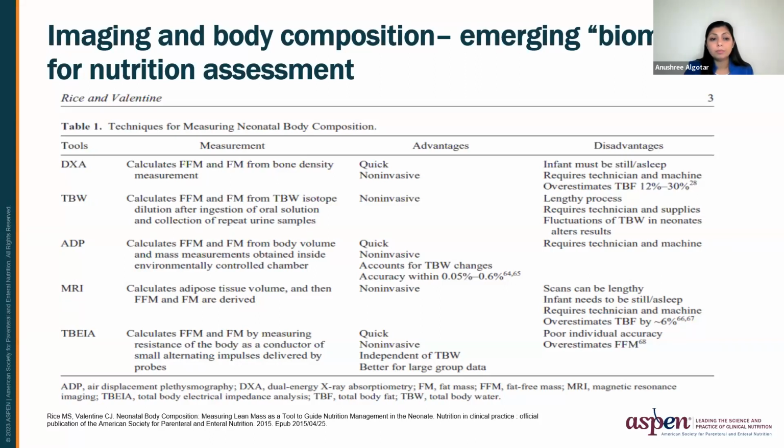Air displacement plethysmography is also touted as a quick and non-invasive method and is pretty accurate, but it requires a technician and a specific machine. MRI calculates adipose tissue volume, and then fat-free mass and fat mass are derived. It is also a non-invasive technique, but has the disadvantage of being a lengthy scan and sometimes needing sedation for younger infants that cannot lie still or remain asleep for the calculation.